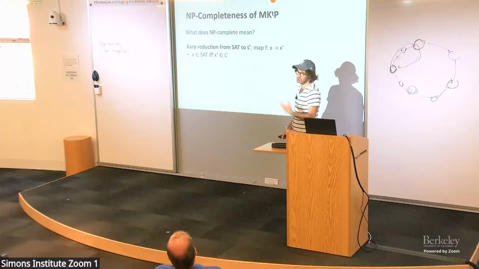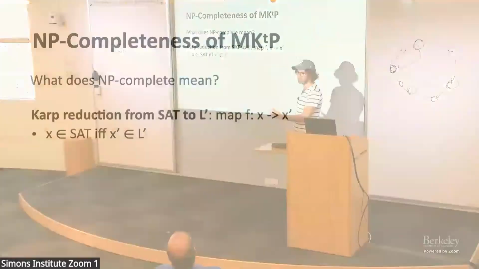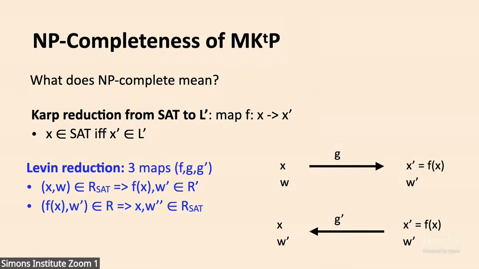It means there are two ways that we typically define it: using Karp reductions or using something called Levin reduction. Karp reductions means I can map x from SAT to this instance of MKTP, such that this is true if and only if this is true. This is in SAT if and only if this is in MKTP. And there is something called Levin NP-completeness.